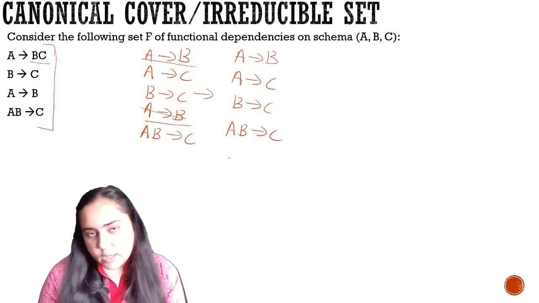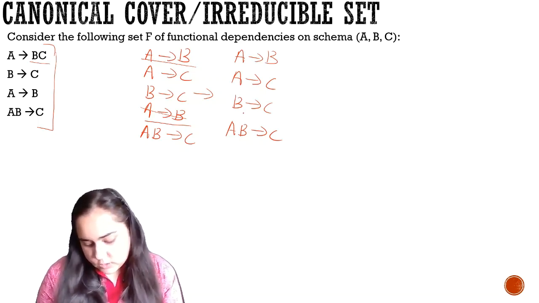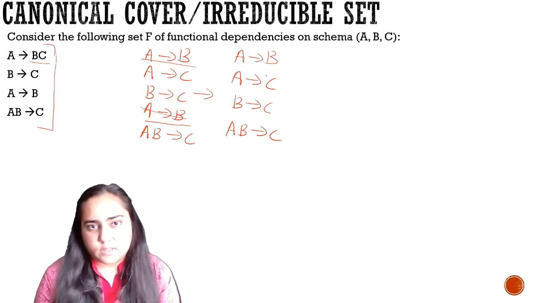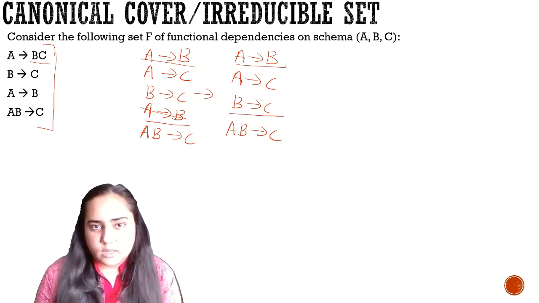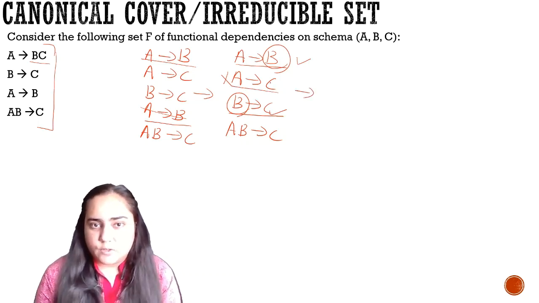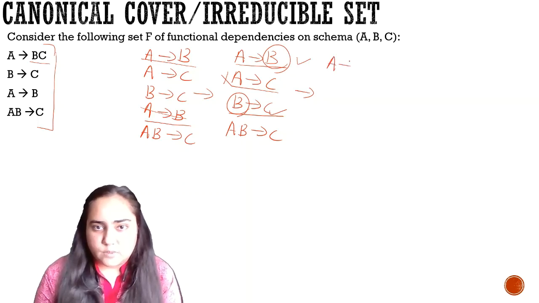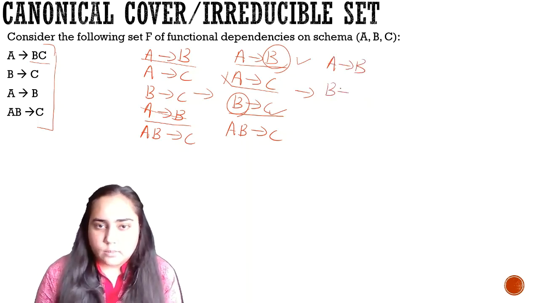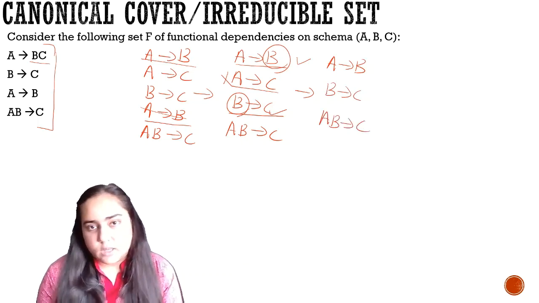Now, at this point, I can apply the transitivity rule over here, as you can see. Because I have A determines B and I have B determines C, and here there's a B and here there's a B, I can actually generate A determines C using these two. So I do not require this dependency since it can be generated by using the other two. So I'm going to go ahead and remove that. And it gives me A determines B, B determines C, and AB determines C. So these are the three dependencies left now.